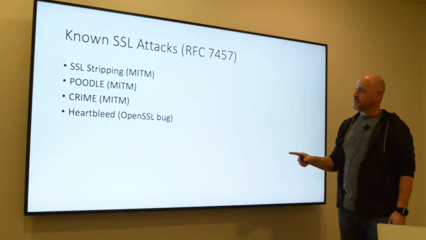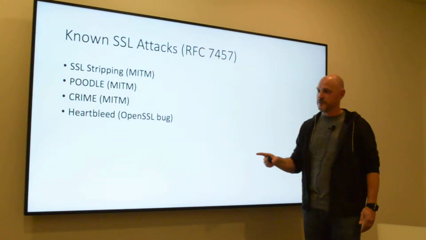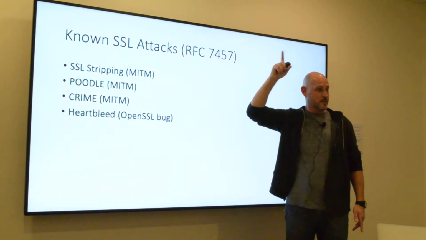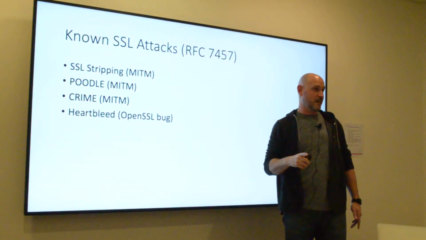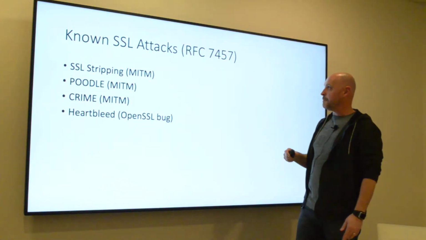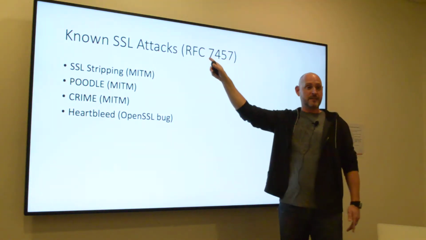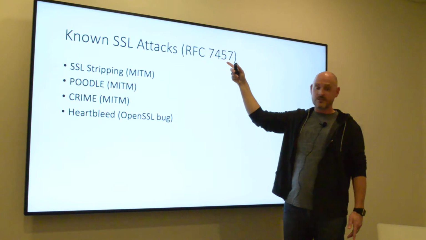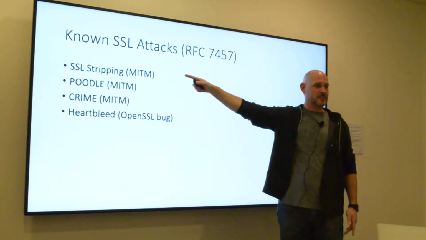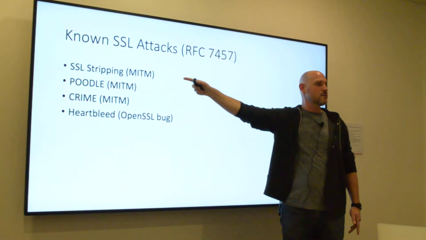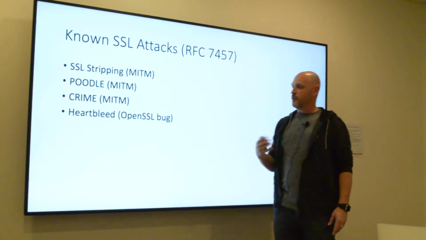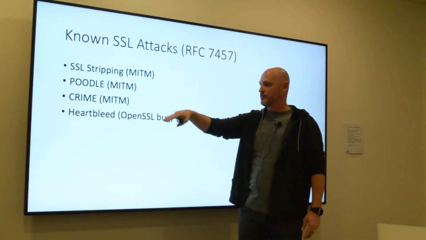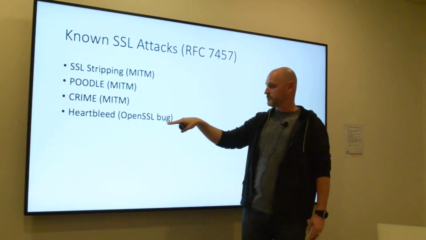Okay, we're going to talk about 4 interesting attacks on SSL. And again, I use SSL, but some of them actually apply to TLS as well. And there's an RFC that's out there, 7457, that actually talks about the different SSL attacks. It lists them and goes into some details on each one of them. The 4 that I chose to talk about are SSL stripping, POODLE, CRIME, and Heartbleed.